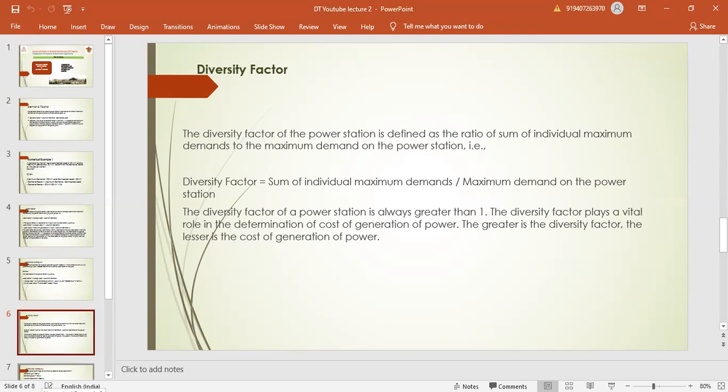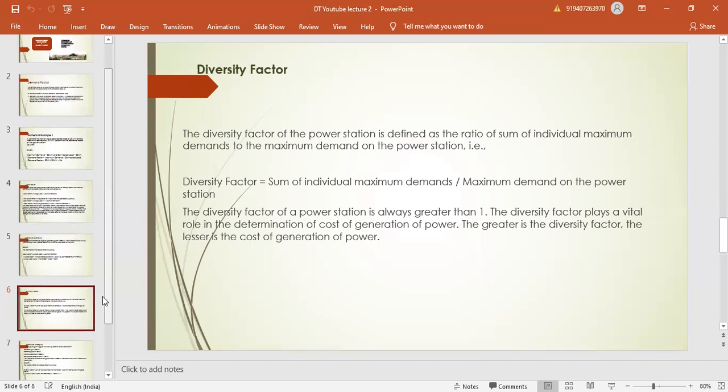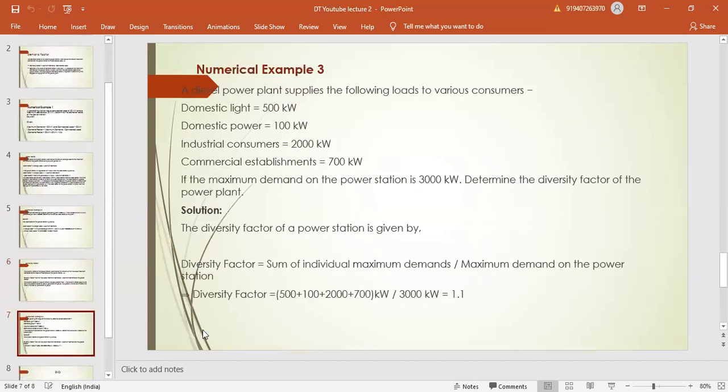This diversity factor plays a vital role, a very important role in the determination of cost of generation of power. The greater the diversity factor, the lesser is the cost of generation of power. Higher this value of diversity factor, we will have lesser cost of generation of power. We will go for a numerical example of this.